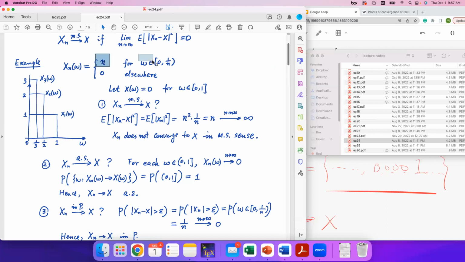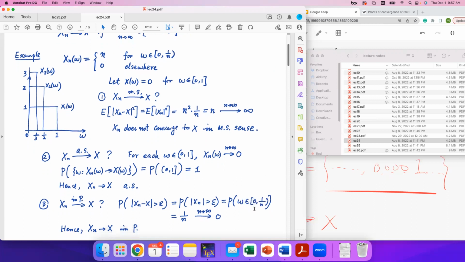And this n is supported on this support set. So basically, this event is the support set for the nth random variable. The support set is between 0 and 1 over n, and it has probability measure 1 over n. Again, here I think we assume this interval has probability measure 1 over n. And it converges to 0 as n goes to infinity. So indeed, it is convergence in probability.